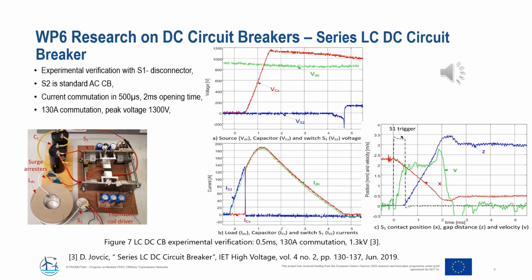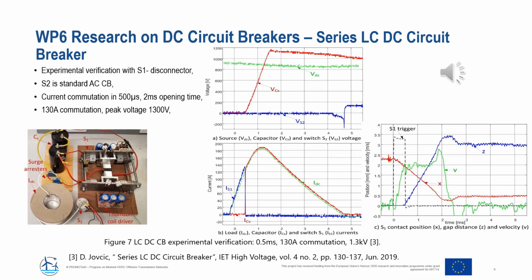This slide shows the experimental verification of a series LC DC circuit breaker. Here, switch S1 is air disconnector with 2 milliseconds opening time. S2 is a standard AC circuit breaker. The trip signal is sent at 0 seconds, and we can see that at approximately 500 microseconds, 130 ampere is instantaneously commutated from switch S1 to the capacitor. In the upper graph, we can see that the capacitor voltage is linearly increasing from 500 microseconds to 1.5 milliseconds.